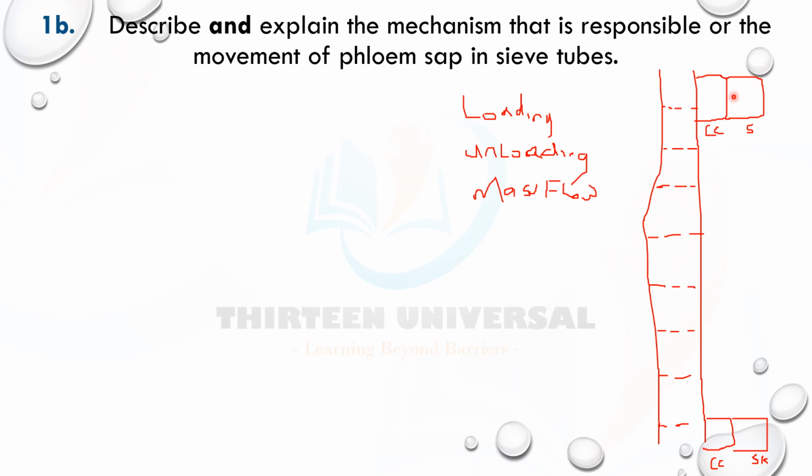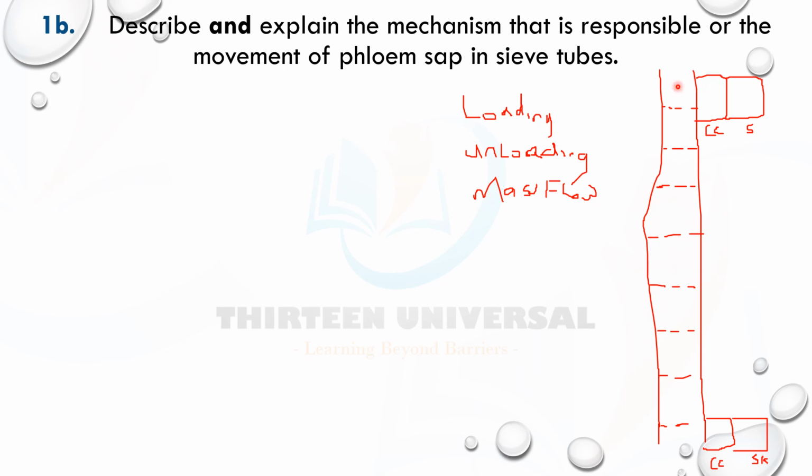So loading is the process that makes sucrose be moved by its companion cell into the sieve tube. Remember the question says the movement of phloem sap in sieve tubes, so they want us to talk about how it moves from the source here down to the sink here. Normally, loading involves the companion cell pumping hydrogen ions into the cell wall. A hydrogen ion concentration gradient is set up in the cell wall of the companion cell, then the ions move back into the companion cell through a co-transporter with sucrose. So when sucrose gets here, it moves from the companion cell into the sieve tube by diffusion through plasmodesmata.